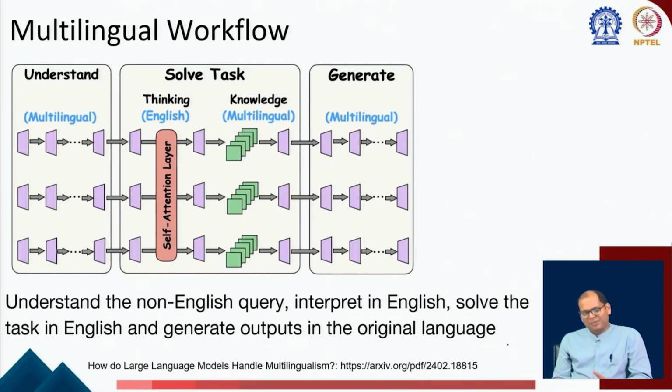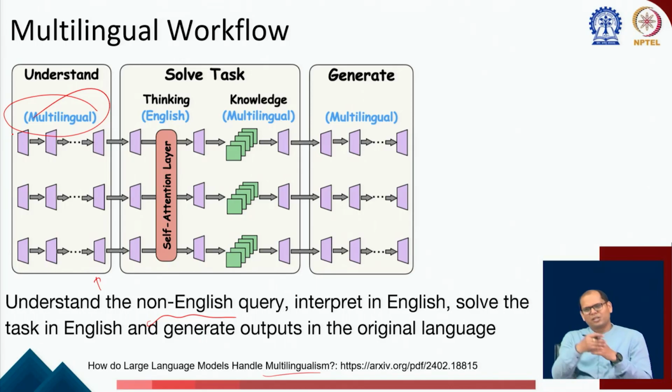And now there's another paper that tried along very similar lines. This was "How do large language models handle multilingualism?" They gave another hypothesis for multilingual workflow. So let's say we have a query not in English, and I want to answer that query. So you have these 3 phases again. In the first phase, you will try to understand. You will interpret the query, understand the query. That will happen in multilingual, right?